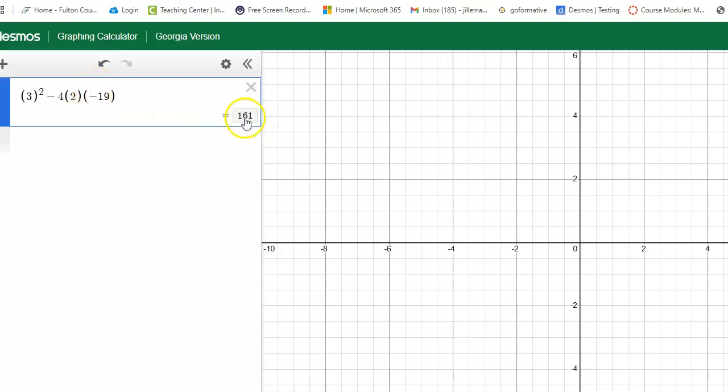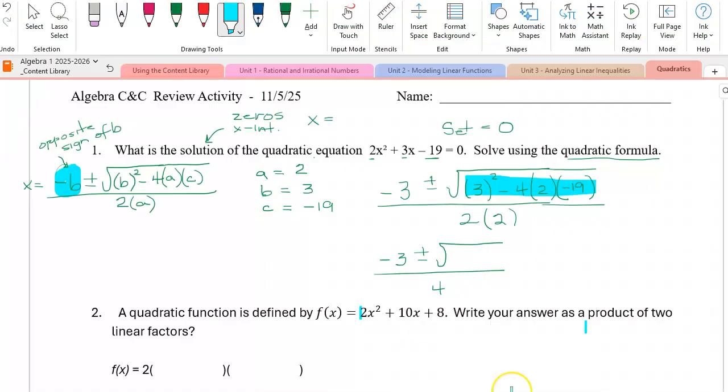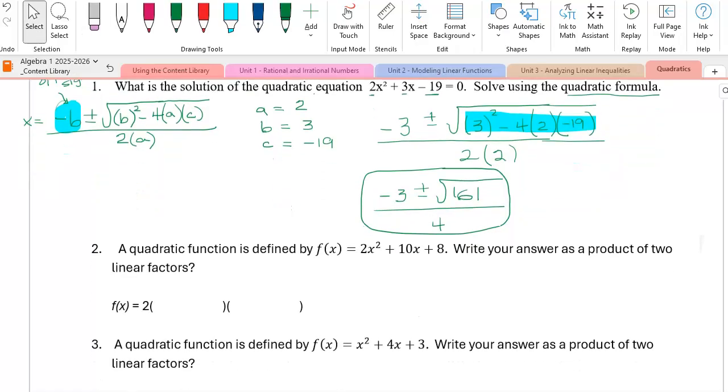And then our answer is 161. For you guys in Algebra 1, every number that goes into the radical right here should be positive. None of these should be negative. And here are our 2 answers. All right, let's move on. Let me erase some of this. Let's go on to number 2.